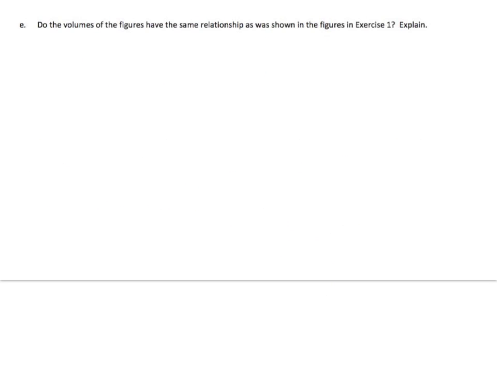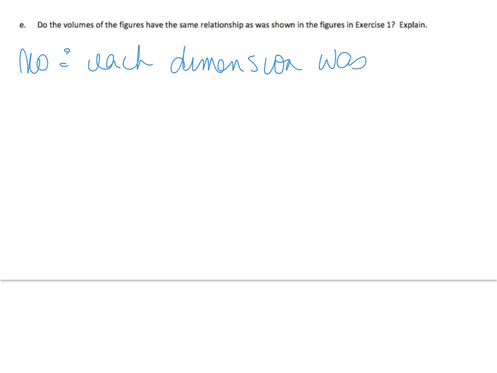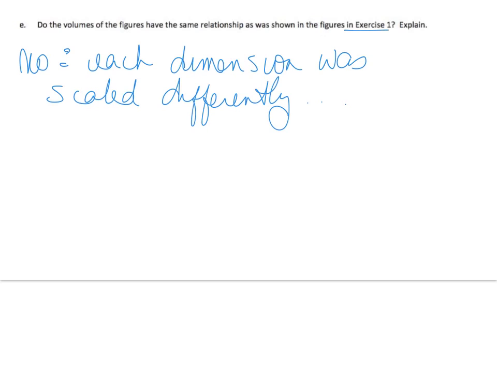Do the volumes of the figures have the same relationship as was shown in the figures in exercise 1? Well, no, because we had different scale factors. It wasn't just one scale factor. Each dimension was scaled differently. So it doesn't work the same as in exercise 1. So the figure was scaled differently in each direction.